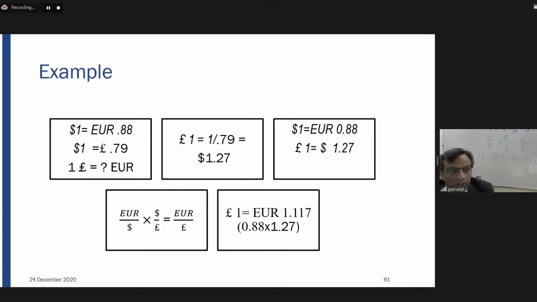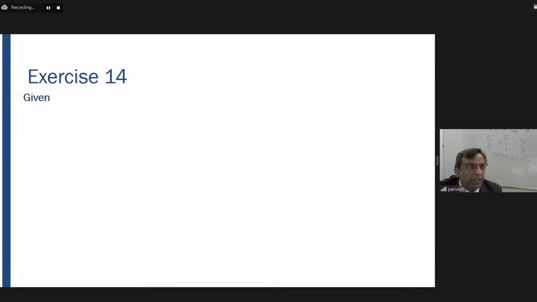Okay. So is this clear? So 1 pound is equal to 1.88. Yeah, I think you have put it right. Cost up. Okay. So I think you have followed this. Okay. So let's move on to now yet another exercise.